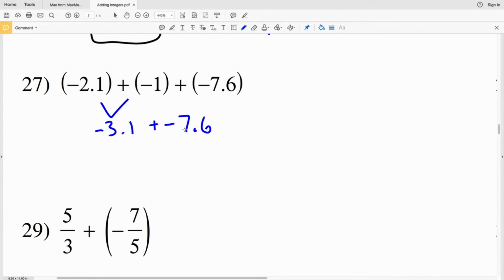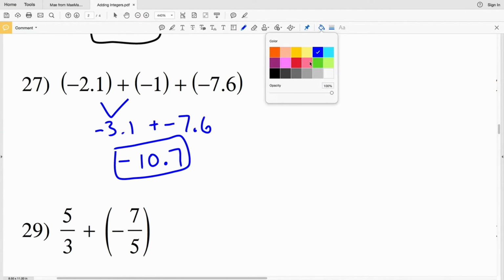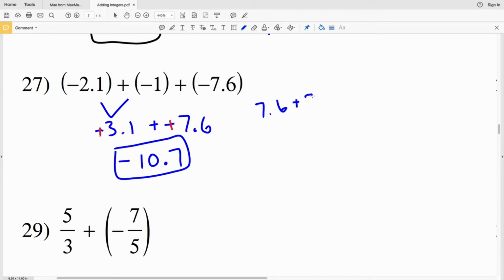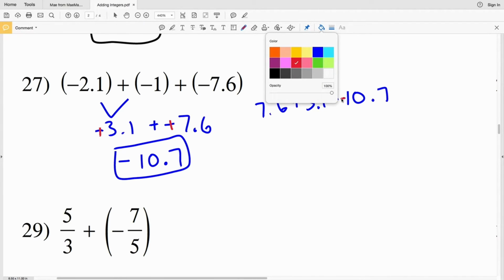If you're still having trouble adding negatives, go ahead and switch the signs here. But remember, if you switch the signs, you have to switch the sign of the answer as well. So negative 3.1 plus negative 7.6, I know is going to come out to be a negative 10.7. If you needed to switch the signs, I'll do that really quickly. You're going to have 7.6 plus 3.1, which is 10.7, but remember, switch the sign back.